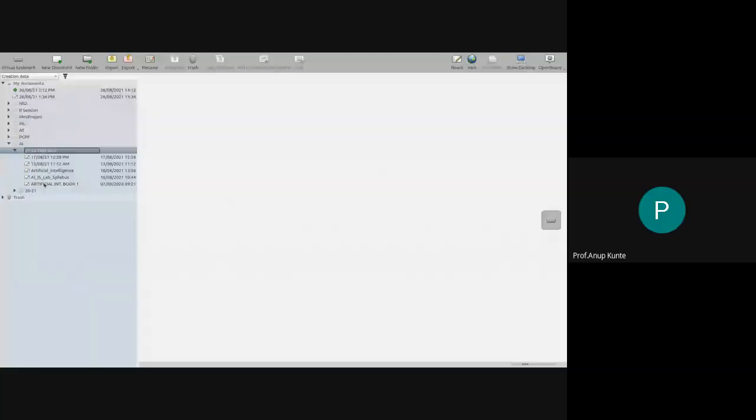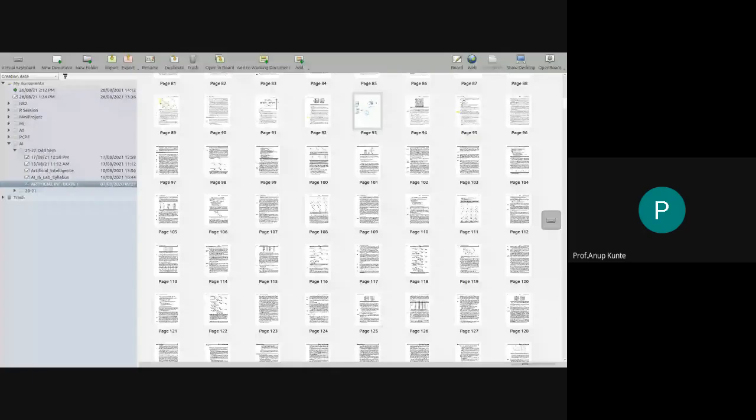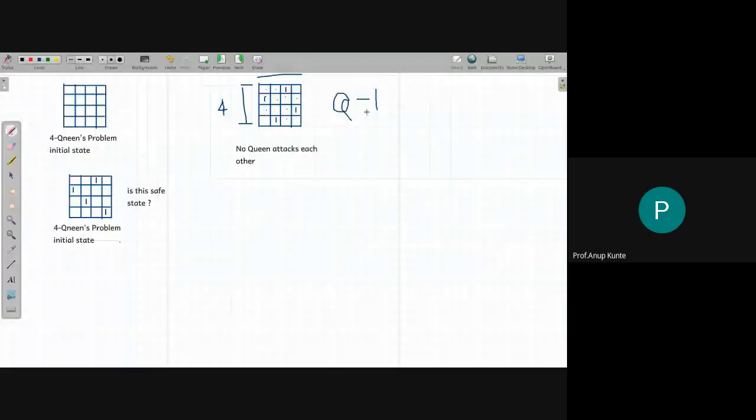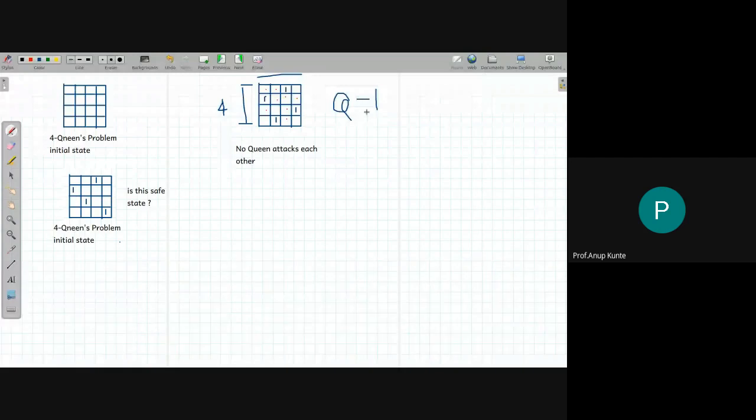You know that the chessboard is of square dimensions, so you will have an n cross n size chessboard. The general chessboard in our context is 8 cross 8. But we can have anywhere between 3 cross 3, 4 cross 4, 5 cross 5, 6 cross 6, up to any large number. And we are interested in finding at least one configuration where there are n queens placed on that chessboard where no 2 queens attack each other.